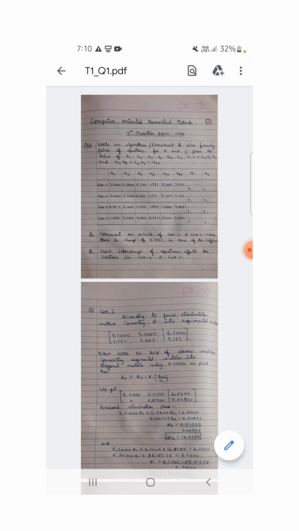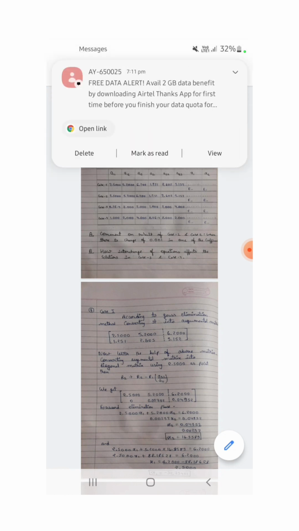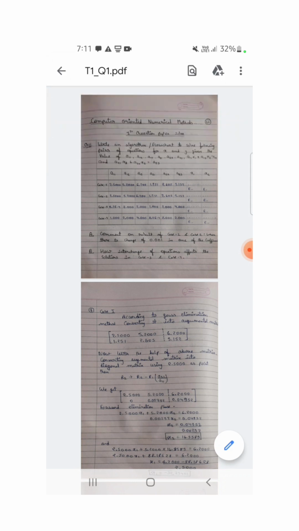The four cases are given in the question. The first part of the question asks to comment on the result of case 1 and case 2 when there is a change of 0.001 in one of the coefficients, and how interchange of equations affects the solution in case 3 and case 4.